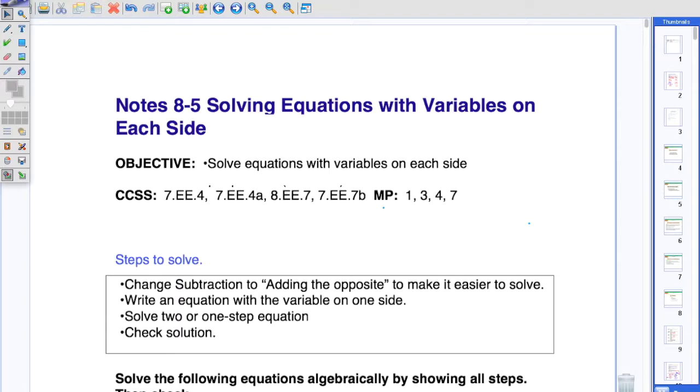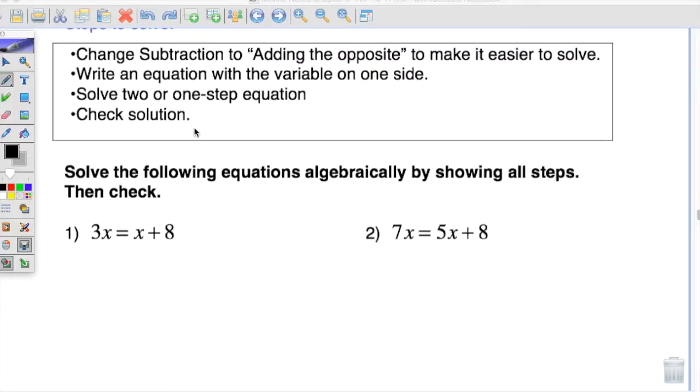The steps to solve. The first thing you want to do is change any subtraction to adding the opposite to make it easier to solve. Write an equation with variables on one side, solve the two-step or one-step equation, and always check your solution. So we're going to solve the following equations algebraically by showing all steps, then check.